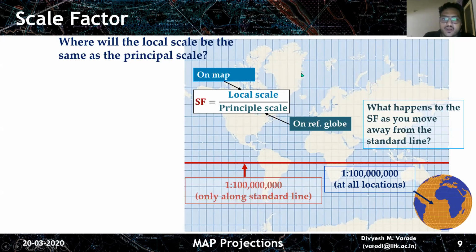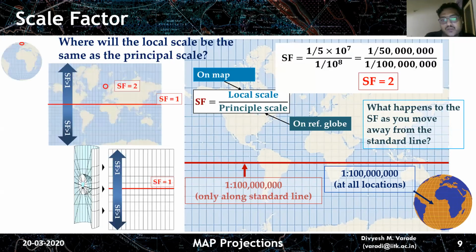So basically, on the reference globe, Greenland is shown twice as big in the map here. So if we were to calculate the scale factor in this area, it will be 2. For example, this area is exaggerated twice as big as it should be on the reference globe.